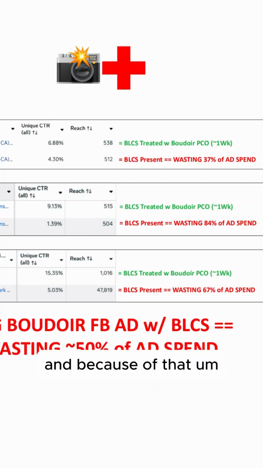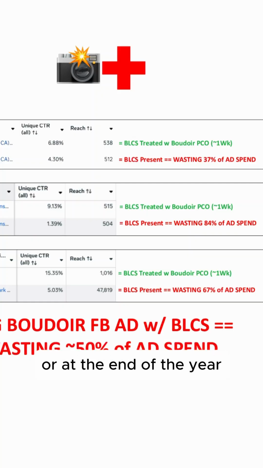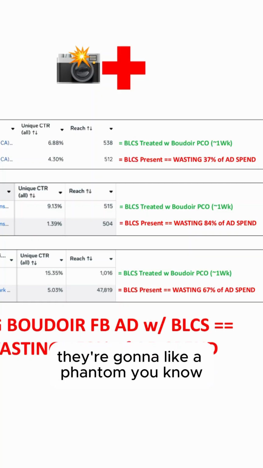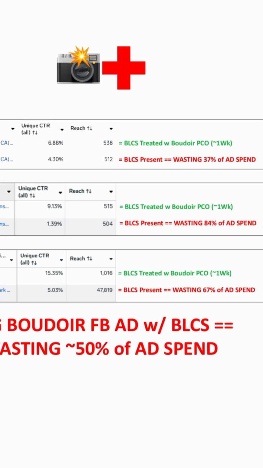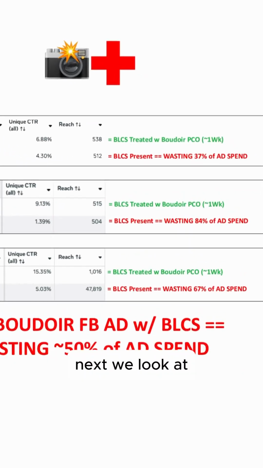And because of that, they kind of get a phantom bonus every month, or at the end of the year, at the end of 12 months, they're getting like a phantom $40,000 bonus. But it was simply 1 week of Boudoir Pico treatment.